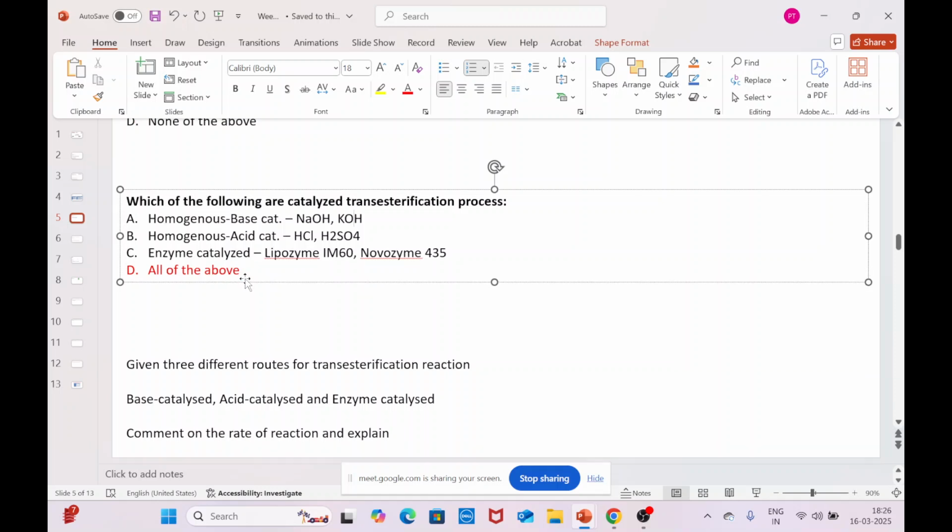So we have one question. Here you just need to answer me; there are no options. Given three different routes for the transesterification reaction, as we just discussed, base catalyzed, acid catalyzed, and enzyme catalyzed, comment on the rate of reaction. Which one has the greatest rate of reaction and which one has the lowest?